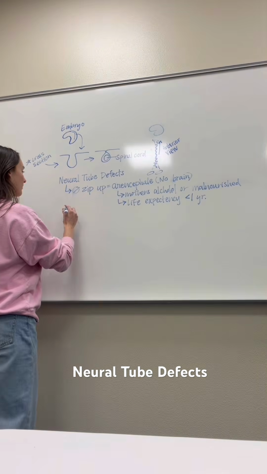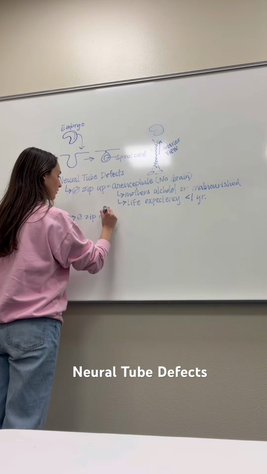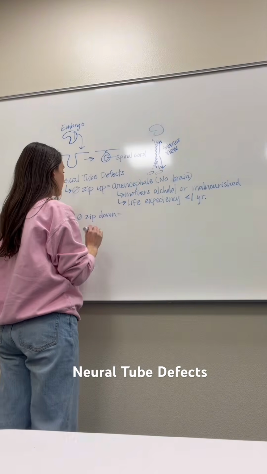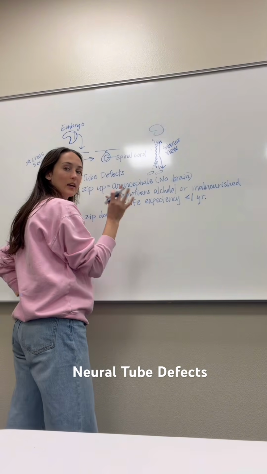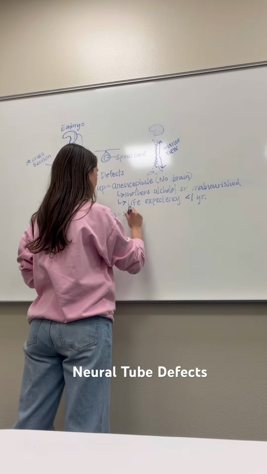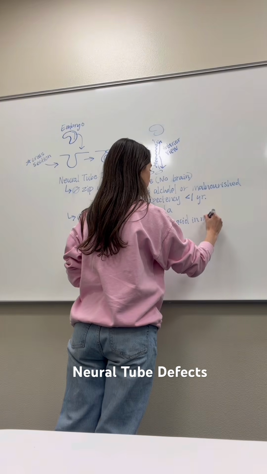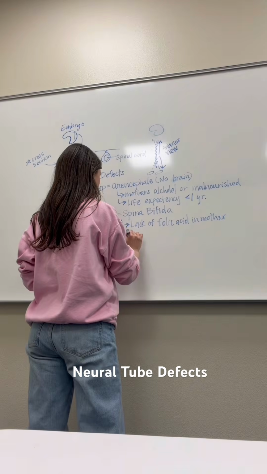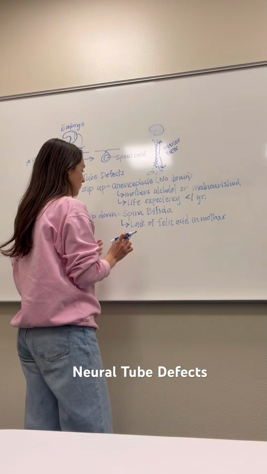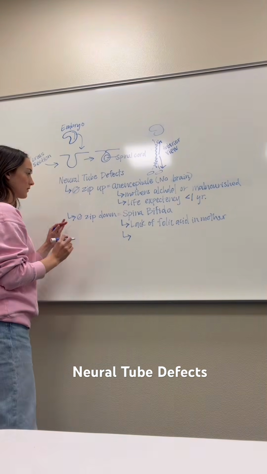Now let's talk about if it doesn't zip all the way down. This means you are usually going to have a gap in your bone between L4 and L5, and it causes different kinds of spina bifida. Spina bifida is usually caused by low folic acid in your mother when she's pregnant with you. And spina bifida sometimes can be non-problematic. There are different phases, so what's important is that you know what stage they're at.